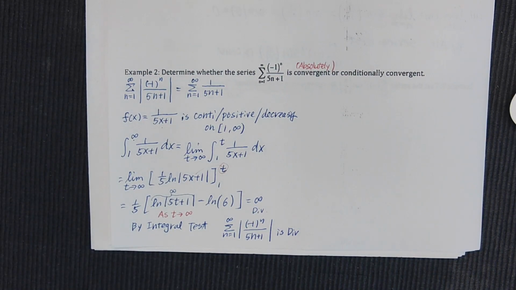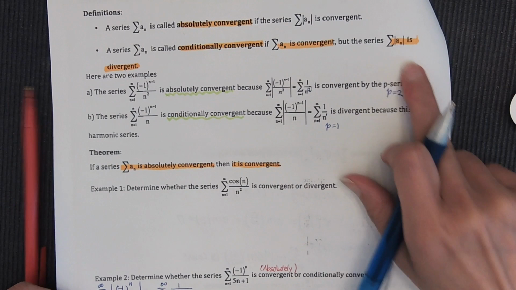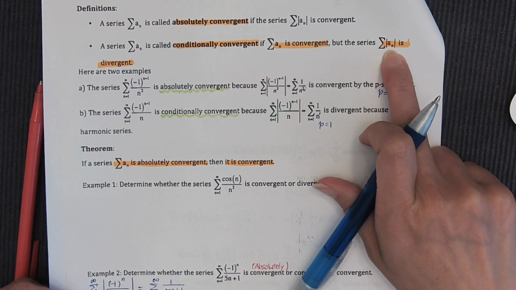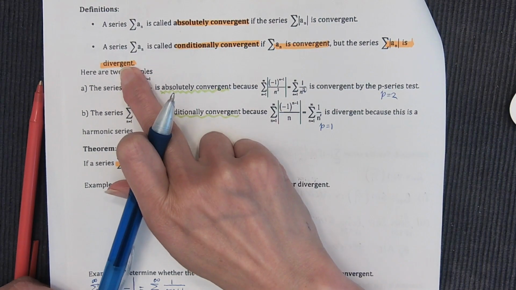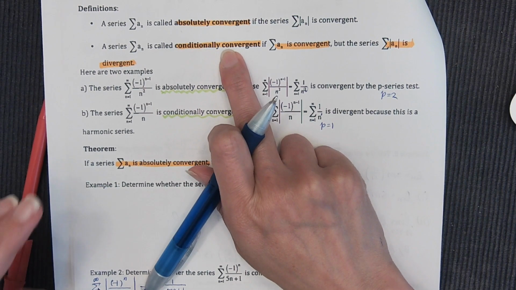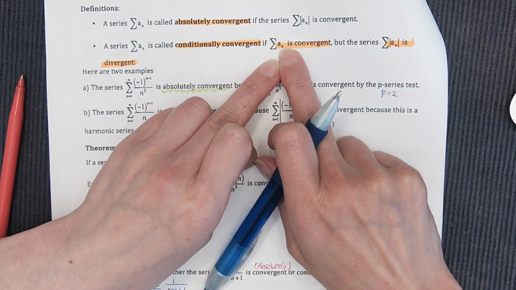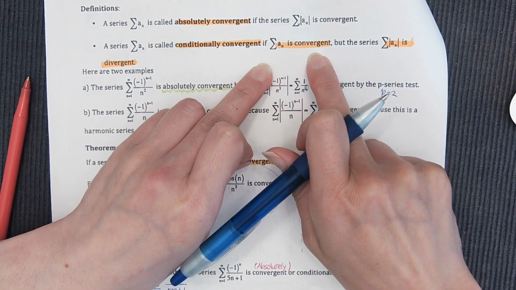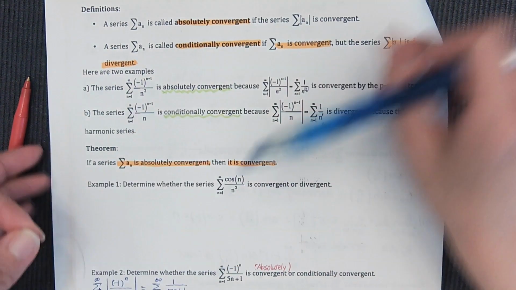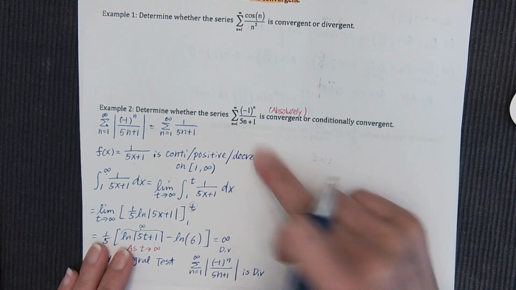Does that make sense so far? Did you understand that? If I take the absolute value, we end up with divergent. Don't answer conditionally convergent yet; we don't know. Now let's check. If I don't take the absolute value, we have to see whether we get convergent. So back to here.